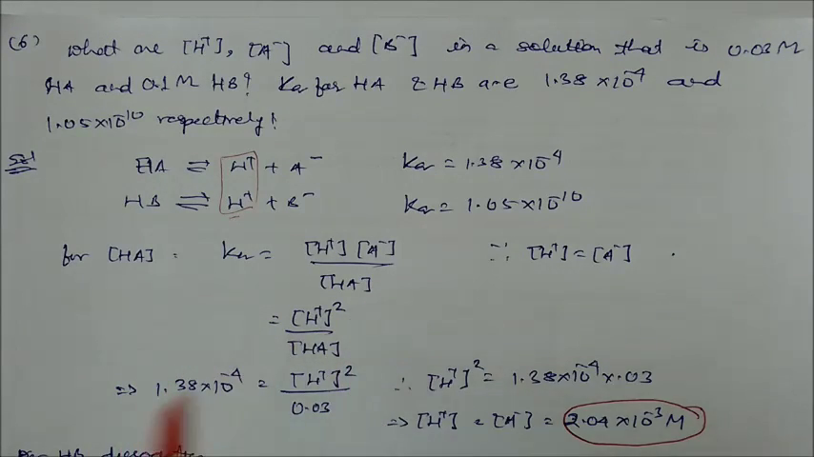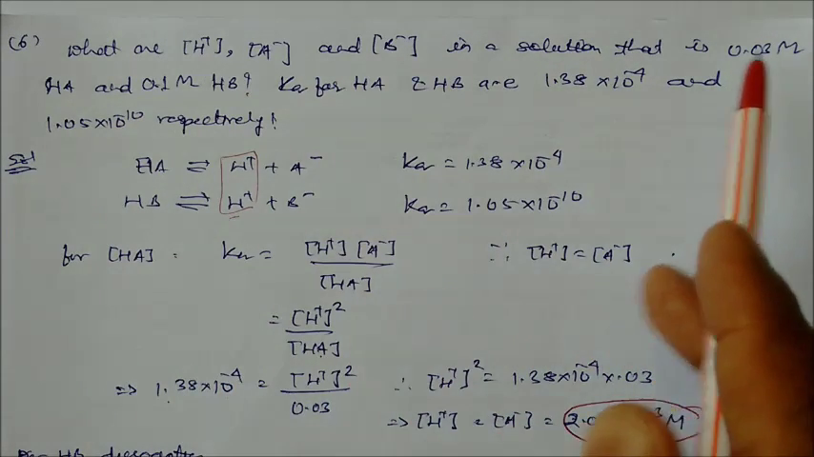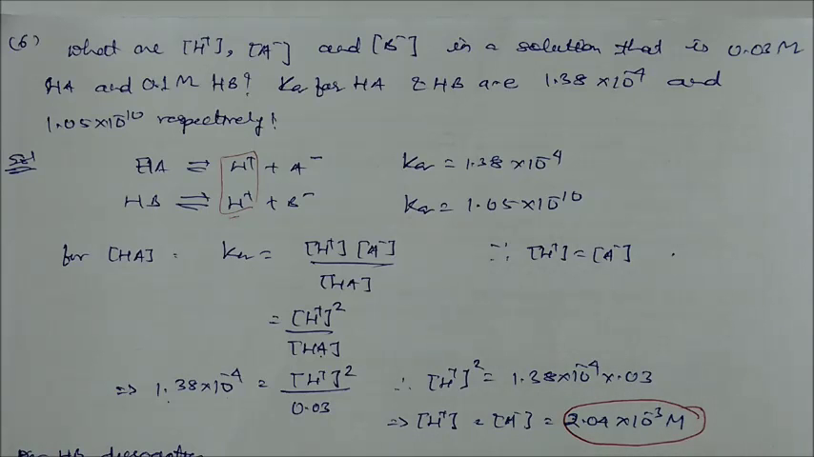So in this case, what is H plus? H plus will be equal to this into A. So 1.38 into 10 power minus 4, and the concentration of this HA is given as 0.03 molarity, put here. On solving, we will get the concentration of H plus equal to 2.04 into 10 power minus 3 molarity.